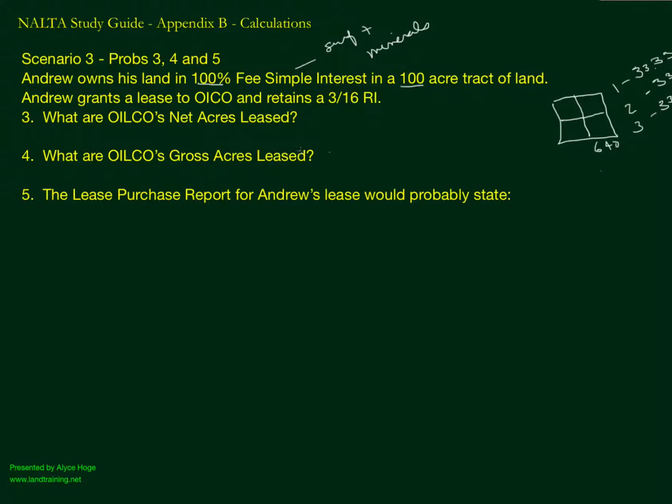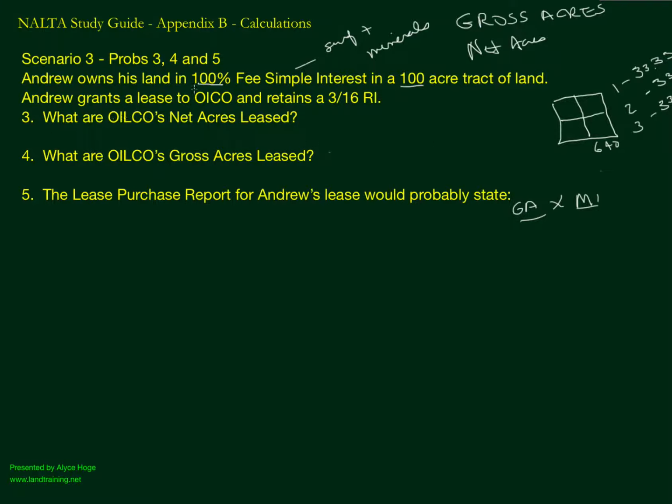So the question here is, we're looking at the difference between gross acres and net acres. Gross acres is the total amount that is stated on the lease. And net acres is the total amount on the lease times the mineral owner's mineral interest. So it's gross acres times the mineral interest. So in this case, it would be their 3/16 times 1/3 would be their mineral interest.